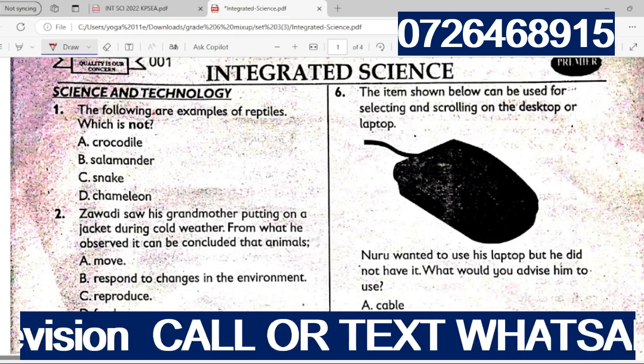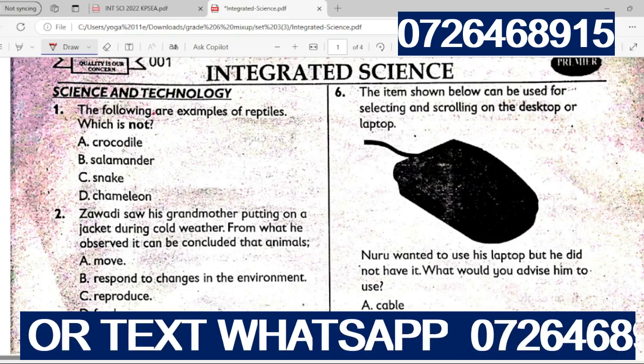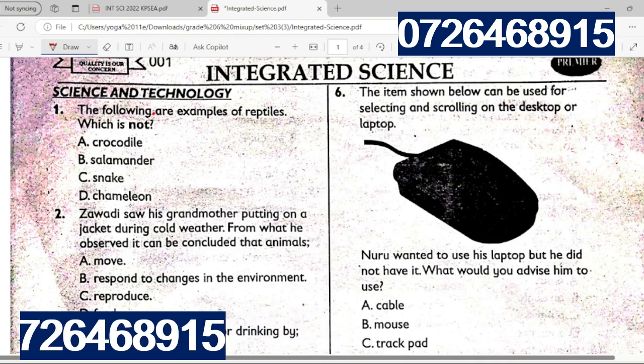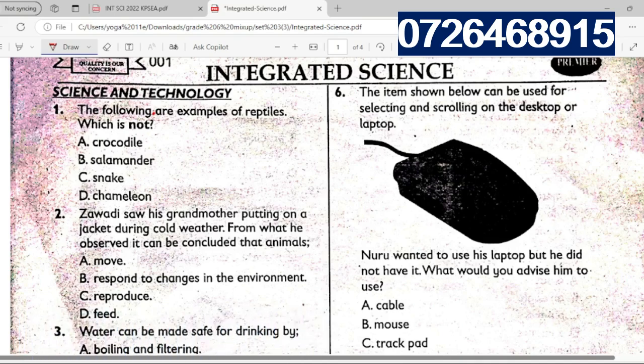The following are examples of reptiles. Which one is not? Crocodile is a reptile. Salamander is an amphibian. Snake is a reptile. Chameleon is a reptile. Therefore, salamander is not a reptile.